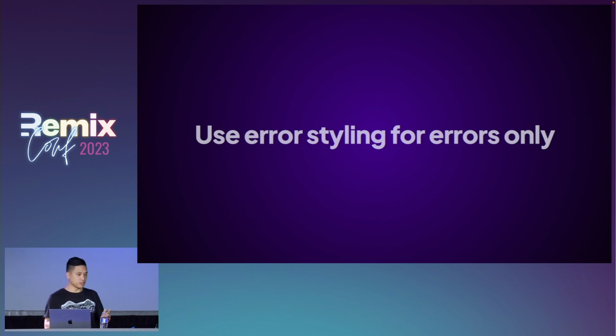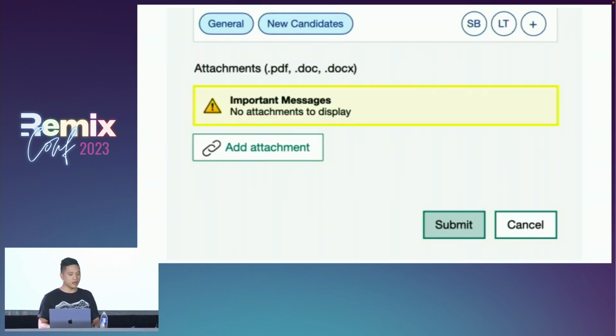Use error styling for errors only. So here, a non-critical message saying important messages, no attachment to display, makes it look like it's important due to its visual warning and its yellow styling, where I think the information seems more important than it really is.